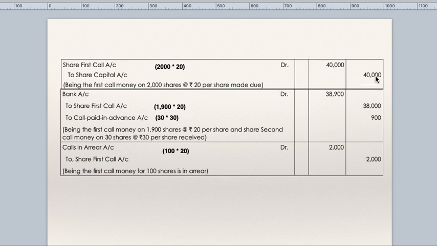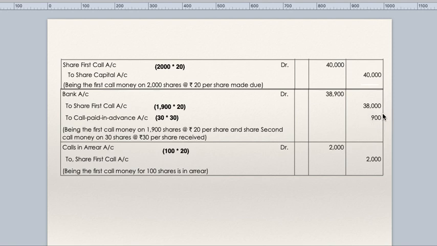Share first call account debit to share capital. This entry is to show call money due on 2,000 shares at 20 per share. 2,000 into 20, 40,000. Bank account debit 38,900 to share first call. They have received on 1,900 shares. 1,900 into 20, 38,000. To calls in advance on 30 shares.